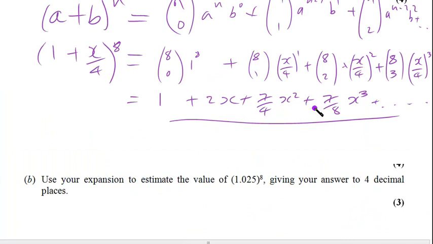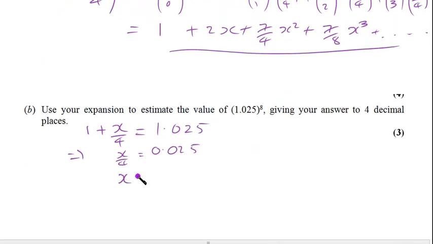Okay, we're now going to use our expansion here to estimate the value of 1.025 to the 8. So what you've got to realise is what's in the brackets must match up with what's in the brackets here when doing your estimation. So you get 1 plus x over 4 must equal 1.025. That implies that x over 4, if we take away 1 from both sides, is 0.025. So times this by 4, and we get x is equal to 0.1.